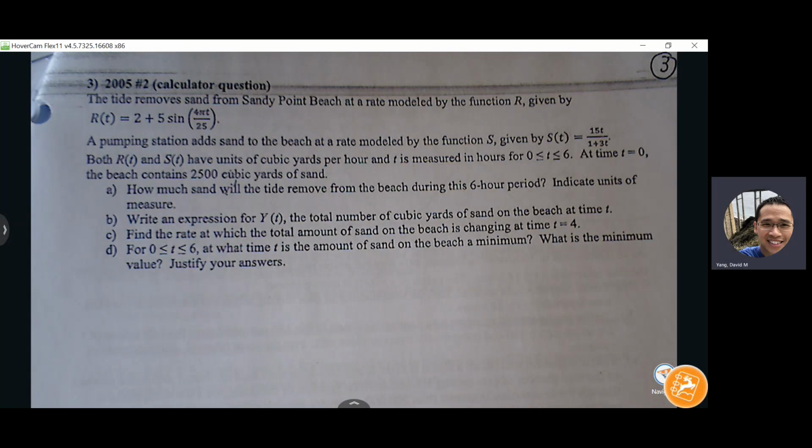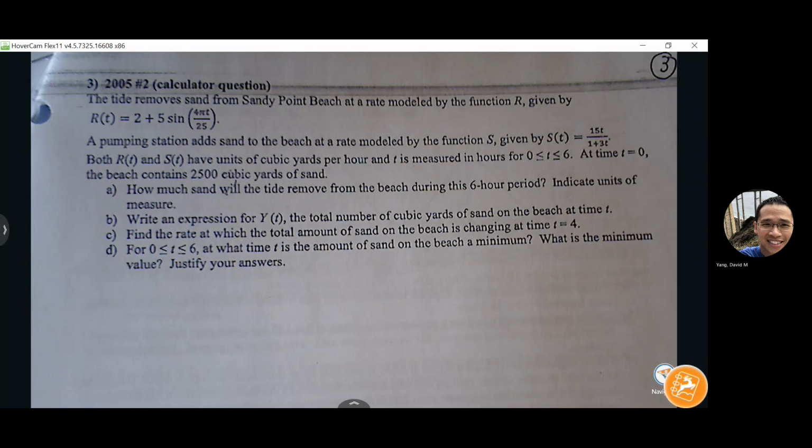So part A: how much sand will the tide remove from the beach during the 6-hour period? And indicate units of measure. So we want the amount of sand removed. We know we're dealing with r of t, not s of t, right? S of t is adding sand to the beach. We want information about sand being removed from the beach. So we're working with r of t, but r of t is in terms of what? What's the unit for r of t? Yeah, cubic yards per hour, right?